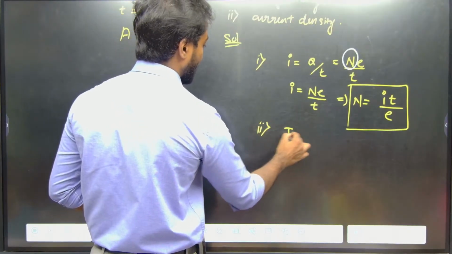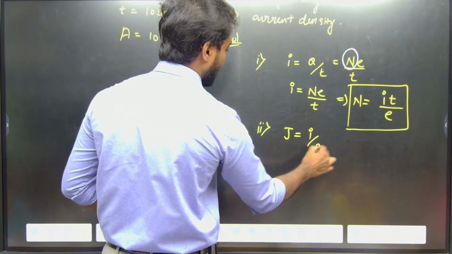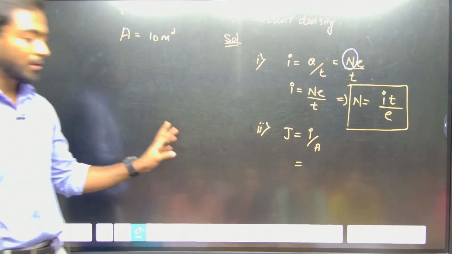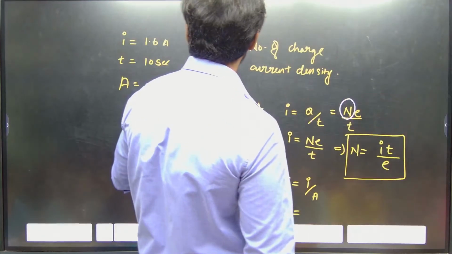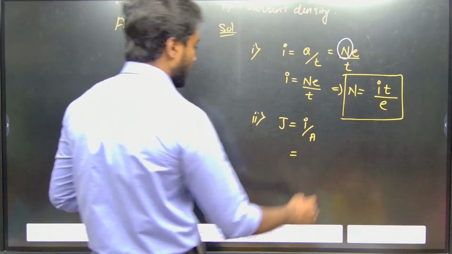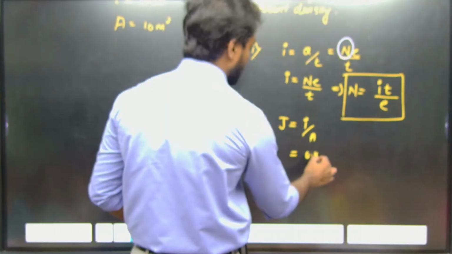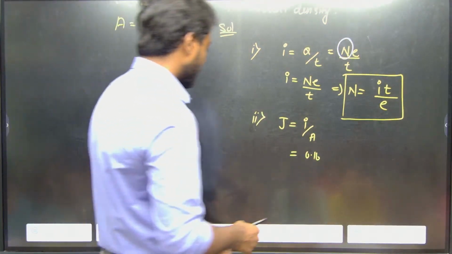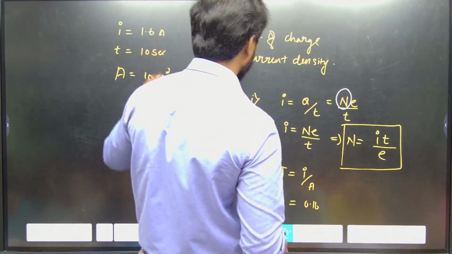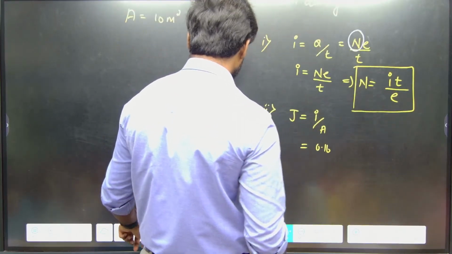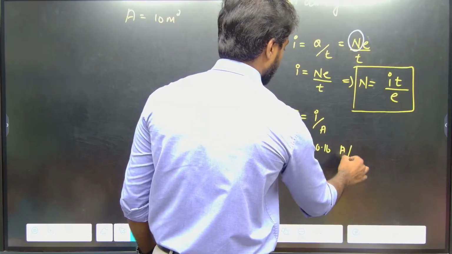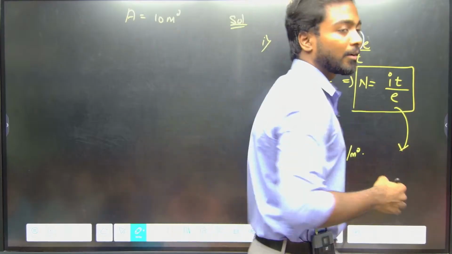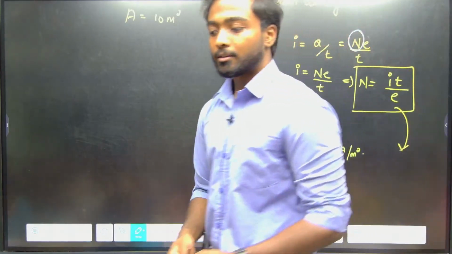Current density. So J is equal to I by A. I can find it easily, like I they have given directly, A also they have given. So 1.6 and this is 10. Which is nothing but 0.16 density. What is the unit? Ampere per meter square. So this is my density. So what is the answer for this one? Get the answer now. First, do the calculation.